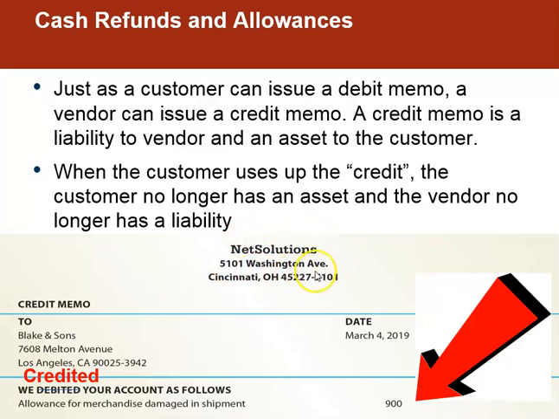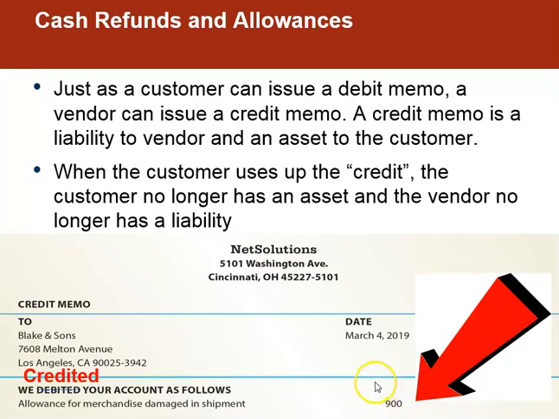So I went ahead and put this picture in here, and there was a mistake here. This says this should be credited. This is worded incorrectly here. So what we have here is a company called Blake & Sons. I want you to try to keep up with what's going on here. Blake & Sons probably sent a debit memo to Net Solutions and said, hey, you messed up our order to the tune of $900.